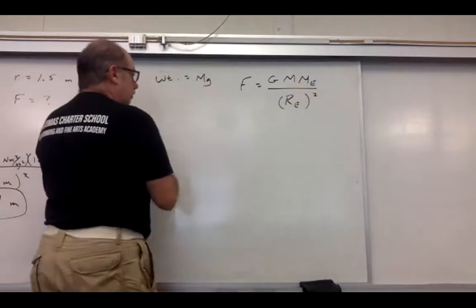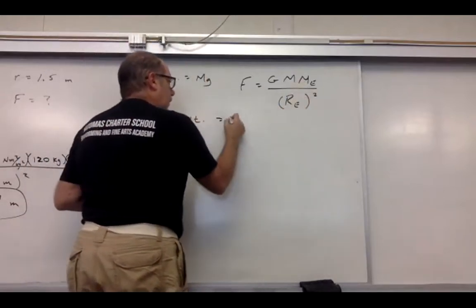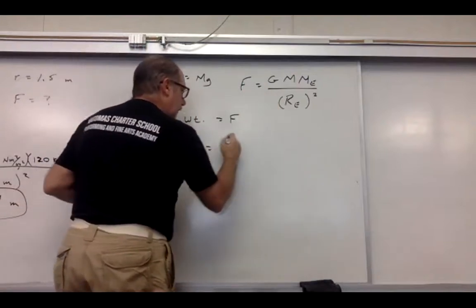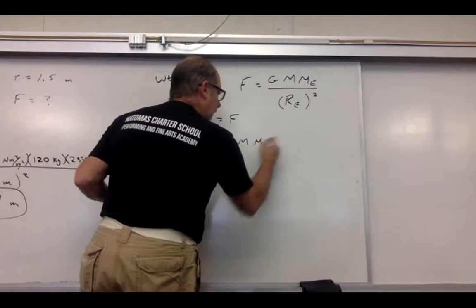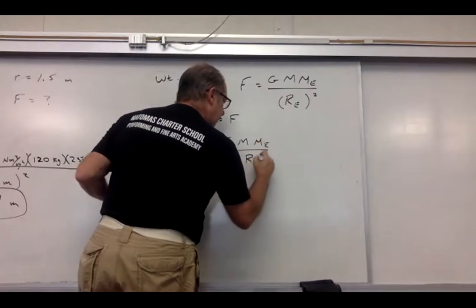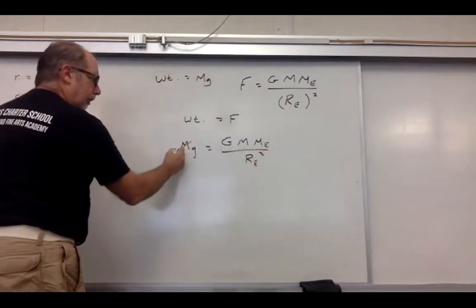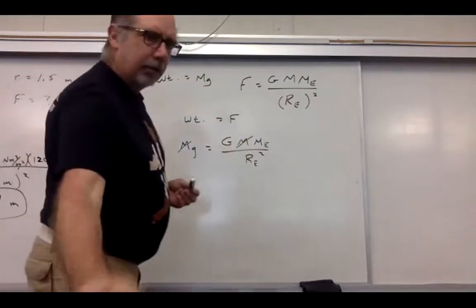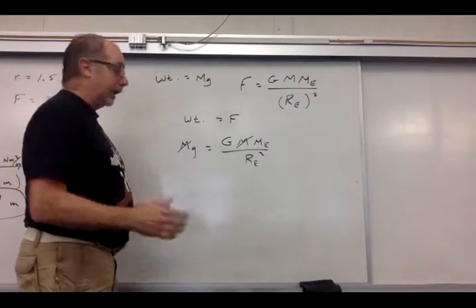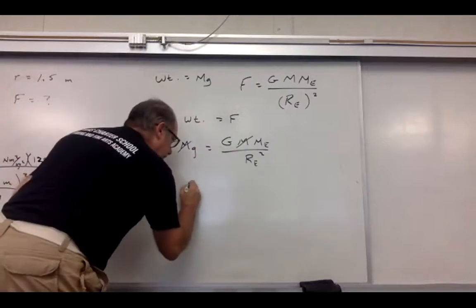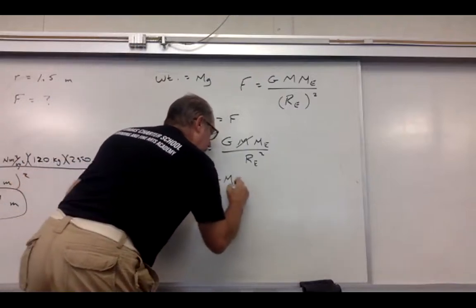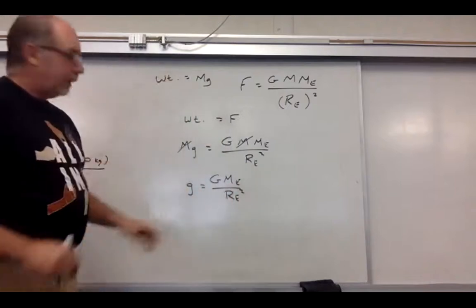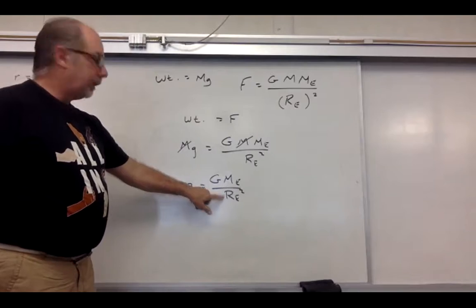So what we're going to do is set the weight equal to the gravitational force. So we're going to set mg equal to G cap M, the mass of the Earth, divided by the radius of the Earth squared. Notice that the mass cancels out. The mass of the object, in this case the mouse, or you, or anything, cancels out. And so what it gives us is that little g is equal to cap G times the mass of the Earth, divided by the radius of the Earth squared.